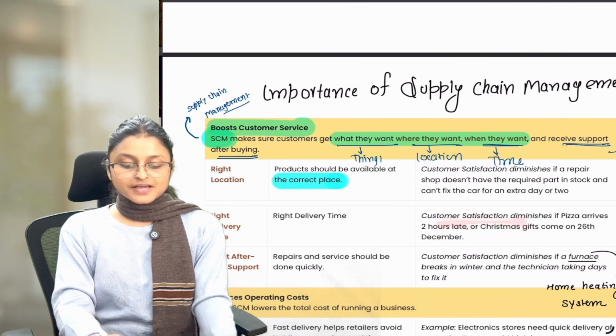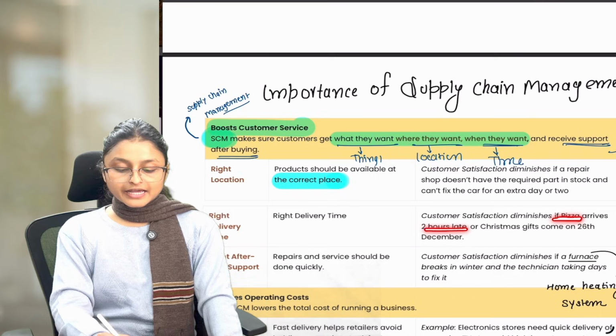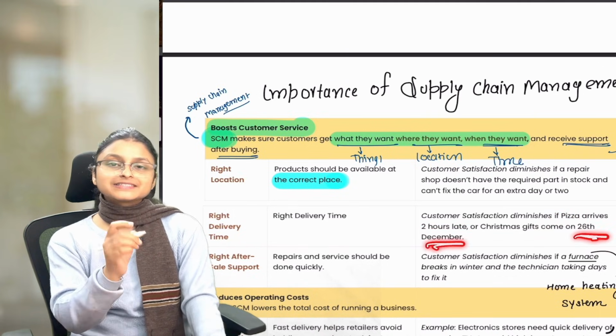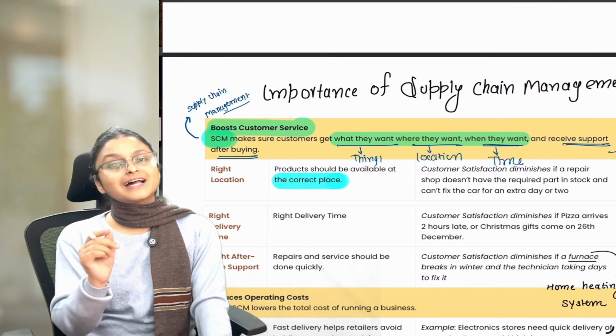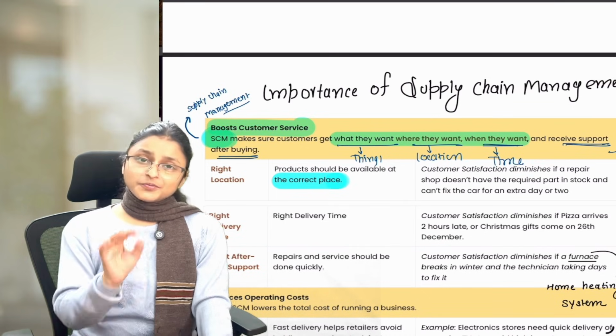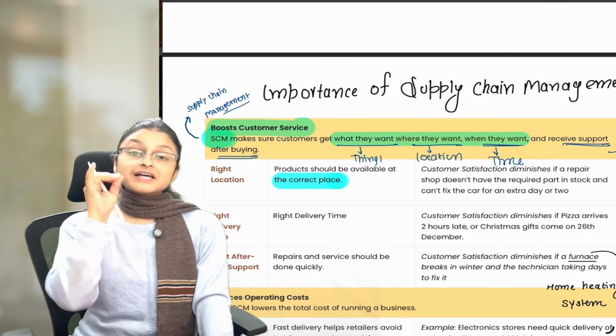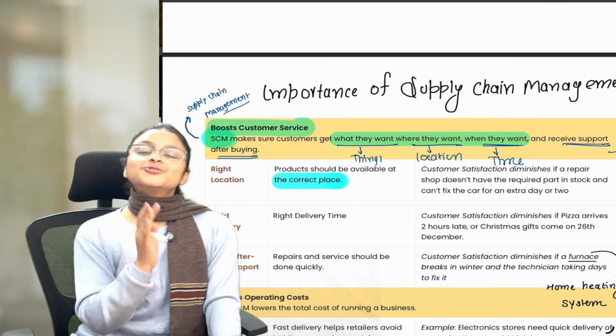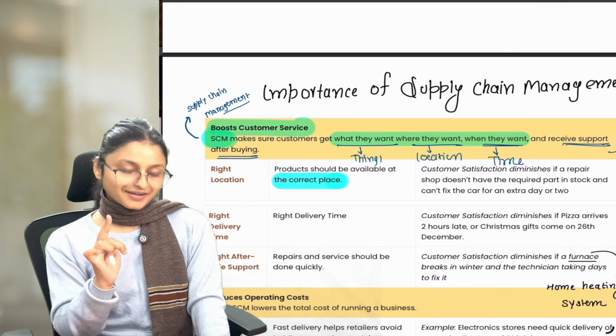So, customer satisfaction diminishes if the pizza arrives 2 hours late or your Christmas gift came on 26th December rather than on Christmas day, that is 25th December. You will be satisfied, but your satisfaction will diminish. Your satisfaction might be higher if you get those gifts on the 25th December, right?